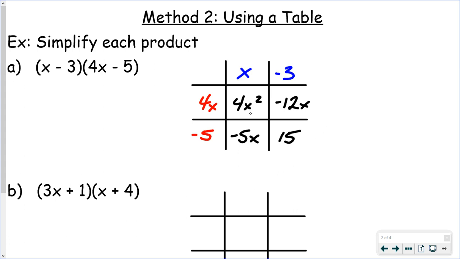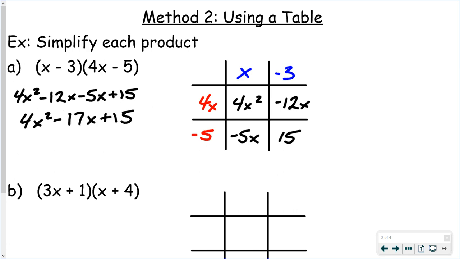These are the terms of my answer. Now I'm just going to combine like terms together. Actually, let me write it out so you can see. Let me just write all these terms. I write 4x squared, and I bring down the negative 12x, and the negative 5x, and the 15. It's a positive 15, so I write plus 15. Now I combine the like terms together. Negative 12x minus 5x is negative 17x, and bring down the 15, and that's my solution right there. So that's another method.